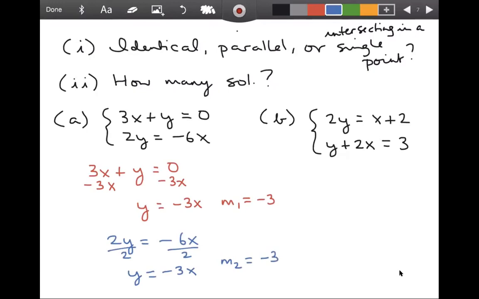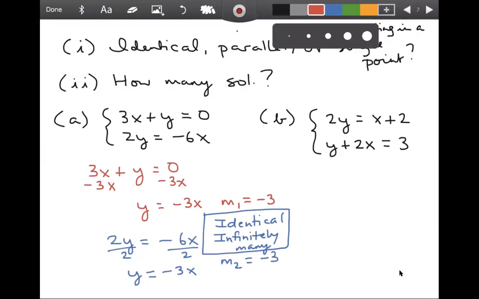So the answer we're looking for here is that these 2 lines are identical, and the number of solutions is infinitely many. Those 2 answers always have to go together. If the lines are identical, then that means infinitely many solutions.